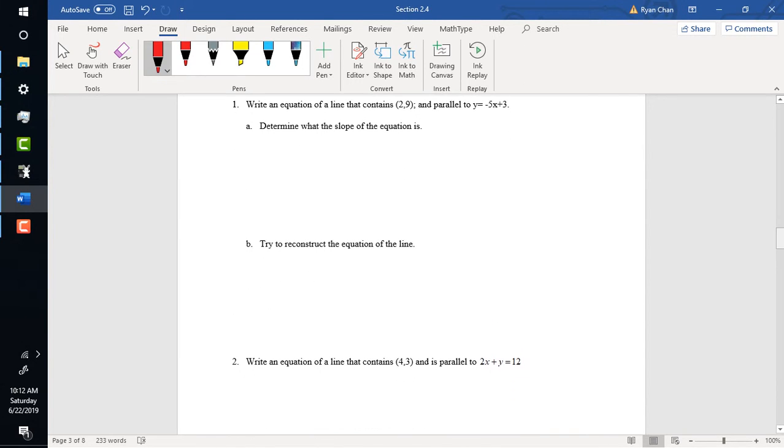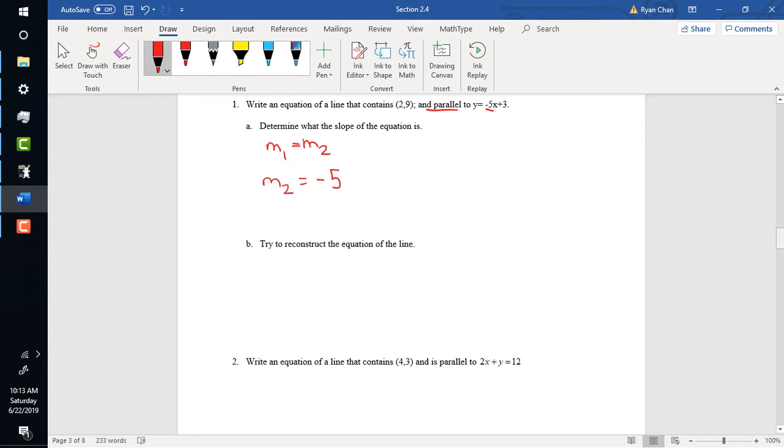So it says write an equation of a line that contains (2, 9) and is parallel to y equals negative 5x plus 3. Let's talk about this. Since we know it is parallel, that means my first slope must equal my second slope. So the slope I'm going to use, m2, my new slope, must be negative 5 because it is parallel to negative 5x plus 3.